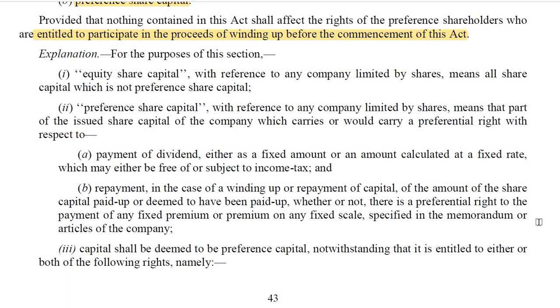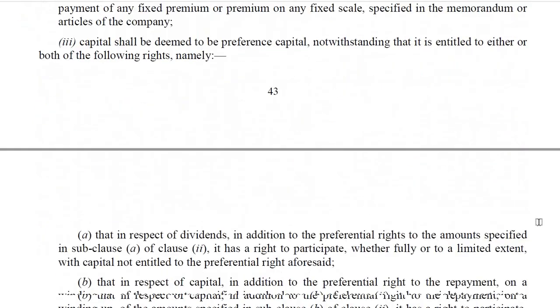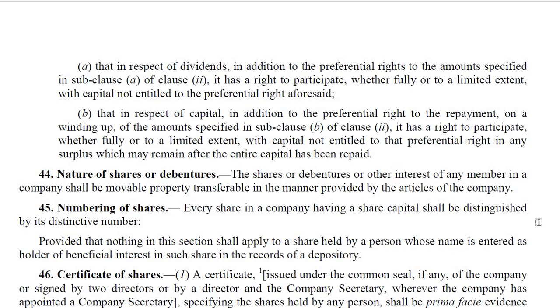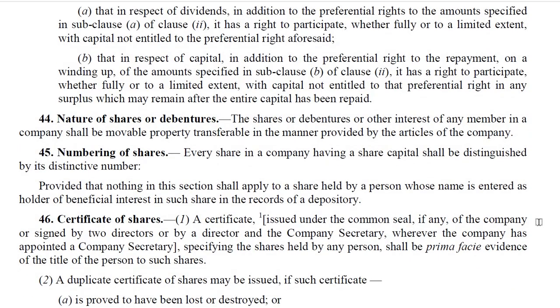Capital of a company shall be deemed to be preference capital, notwithstanding that it is entitled to either or both of the following rights: namely, that in respect of dividend, in addition to the preferential rights to the amount specified in sub-clause A of clause 2, it has a right to participate, whether fully or to a limited extent, with capital not entitled to the preferential right aforesaid; and that in respect of capital, in addition to the preferential right to the repayment on a winding up of the amount specified in sub-clause B of clause 2, it has a right to participate, whether fully or to a limited extent, with capital not entitled to that preferential right in any surplus which may remain after the entire capital has been repaid.